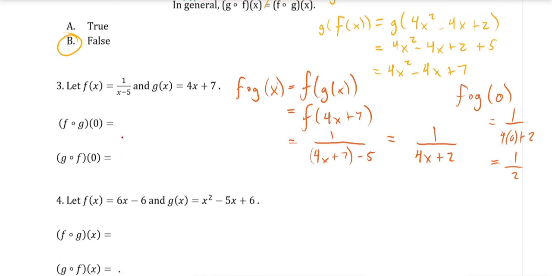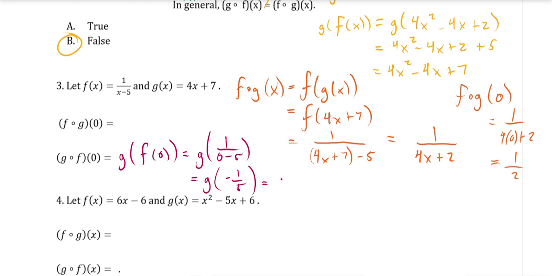Another way that we could proceed, though, is to simply say that this is g of f of 0. Now, f of 0 is going to be 1 over 0 minus 5, or minus 1 over 5 if we simplify that. Now, plugging this into g, we have 4 times minus 1/5 plus 7, which evaluates to minus 4 over 5 plus 35 over 5, which is 31/5.